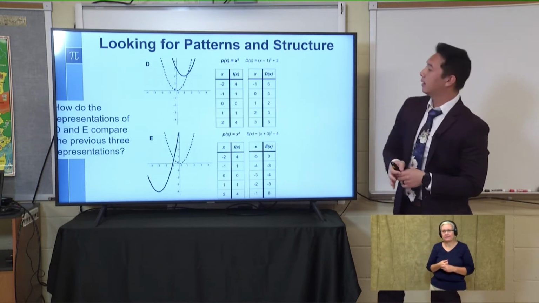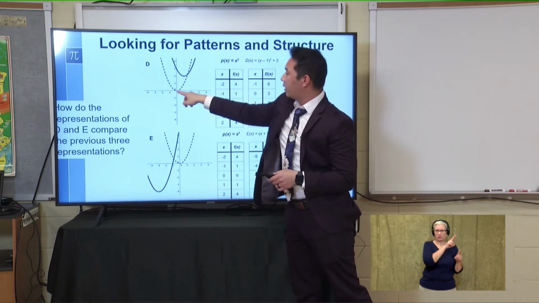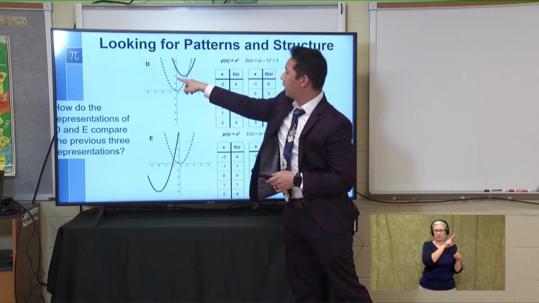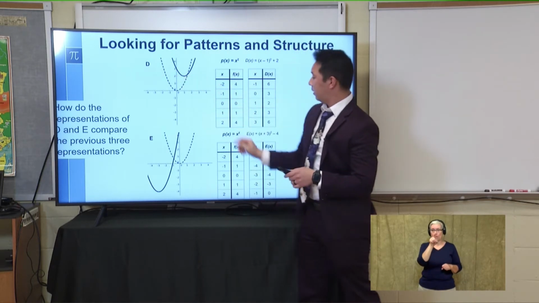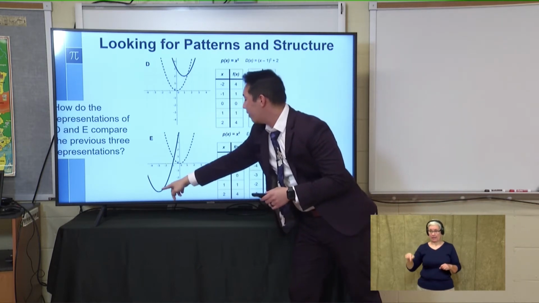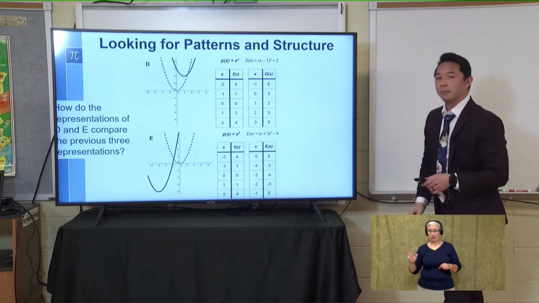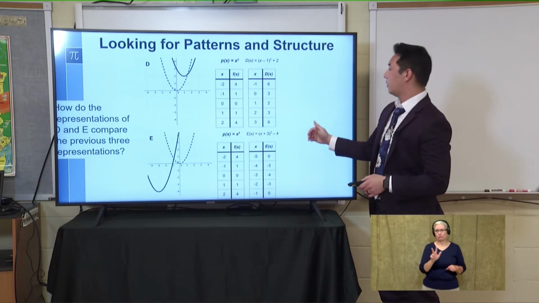What we're seeing in D is that I've got this +2, so my graph, starting from the dotted to the bold, moved up 2, and then this -1, moving it to the right 1 unit. And then in E, I'm moving down 4 units, and then to the left 3 units. So I'm combining a couple of different transformations in both of these graphs.